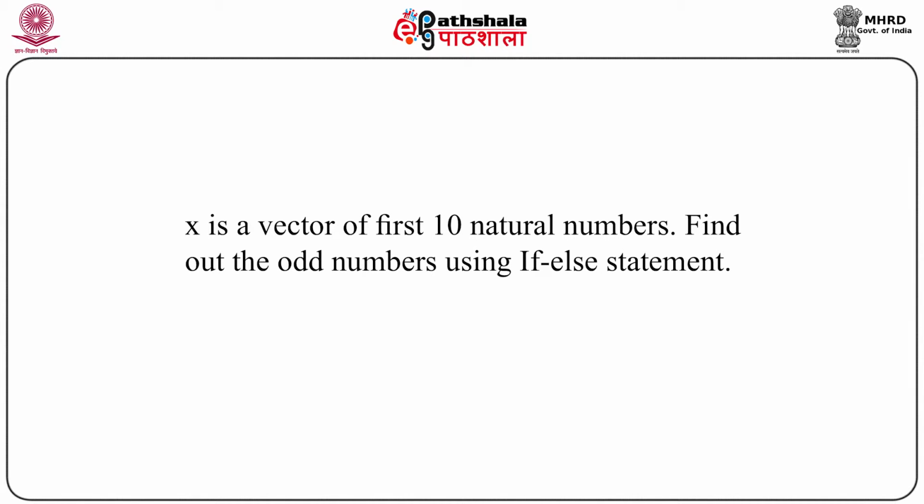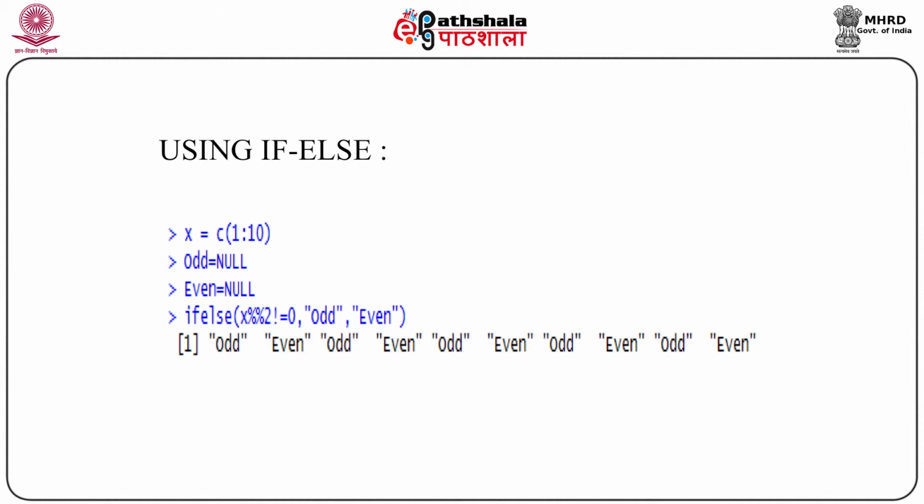Here, consider this problem. Suppose x is a vector of the first 10 natural numbers. Our objective is to find out the odd numbers using an if-else statement. Now, we know that among 1 to 10, 5 numbers are odd and 5 are even, so it is very easy for us to find out. Now, let's see how R finds it using an if-else statement.